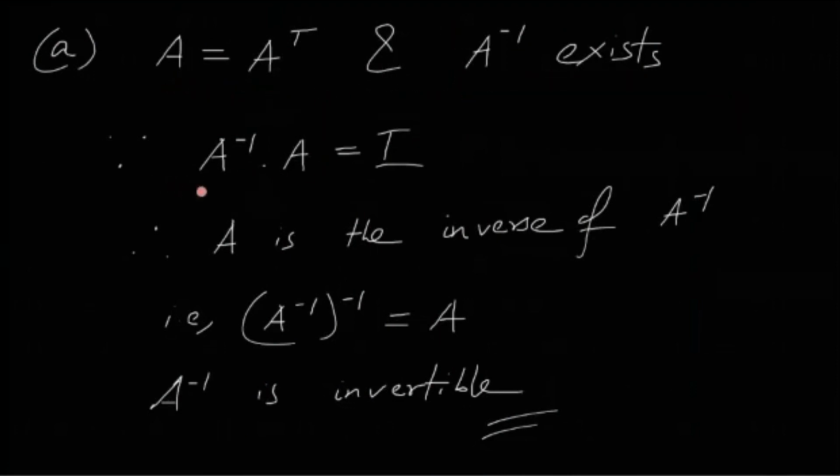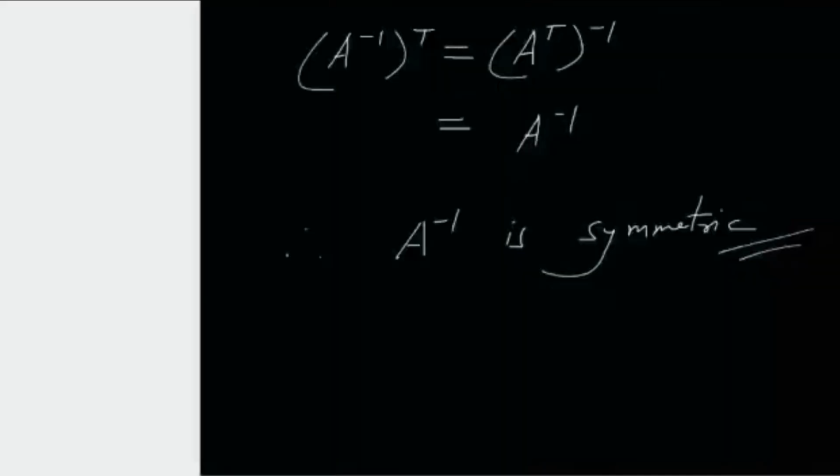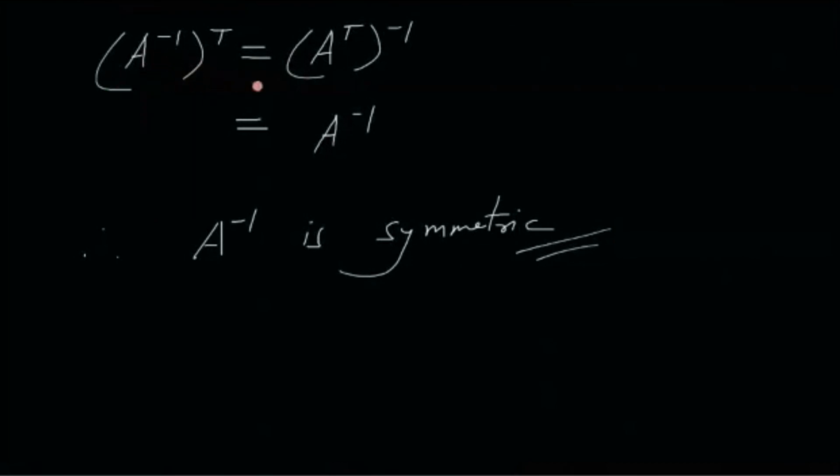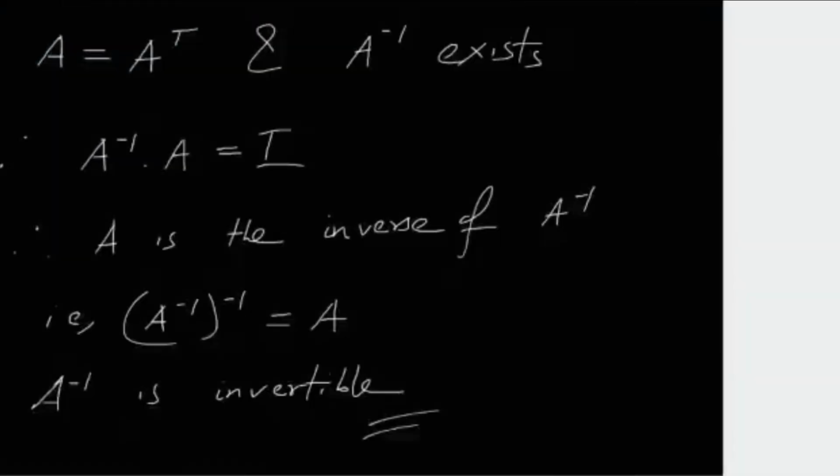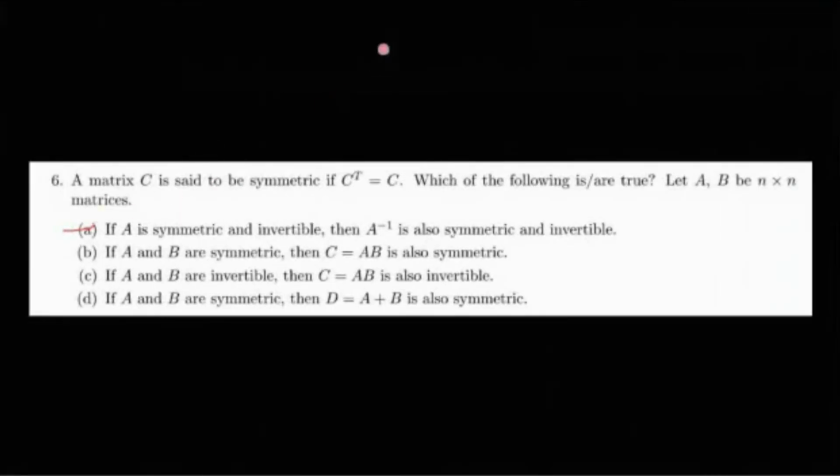Therefore A inverse into A is equal to I, the identity matrix. Therefore A is the inverse of A inverse, A itself is the inverse of A inverse. That means A inverse is invertible. And about the transpose, the transpose of the inverse is actually nothing but the inverse of the transpose. A transpose is A, so ultimately it is A inverse. So A inverse is symmetric. Therefore, option A is true.